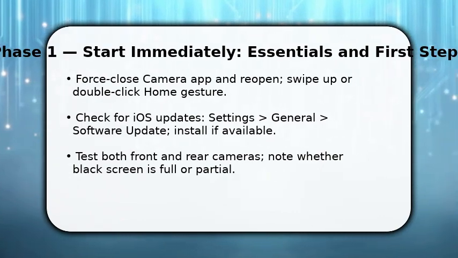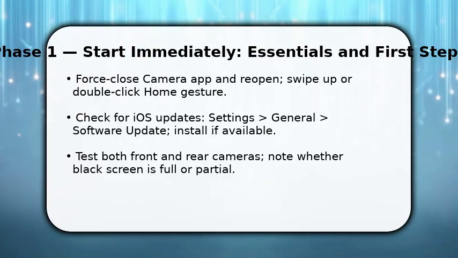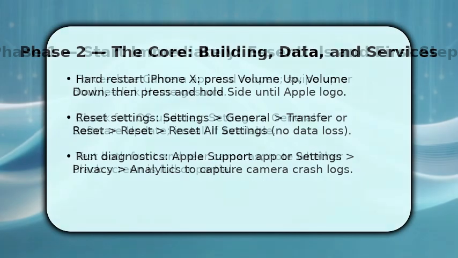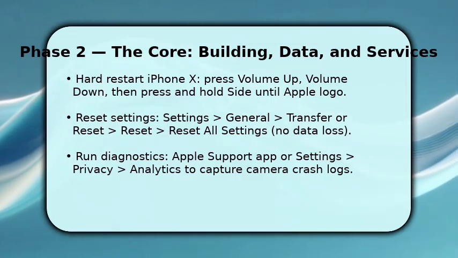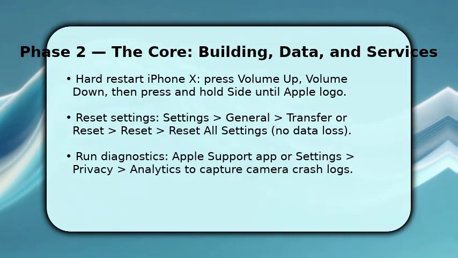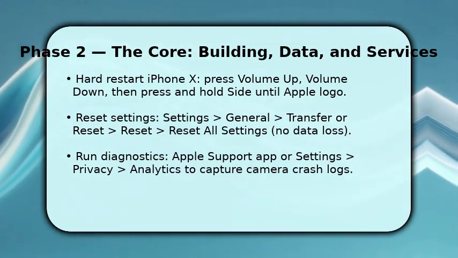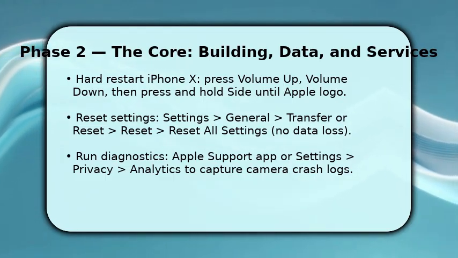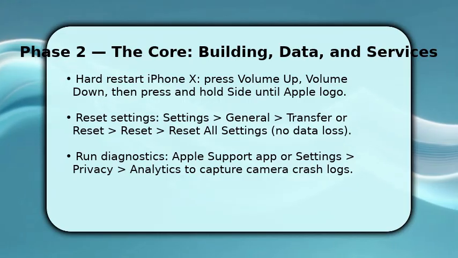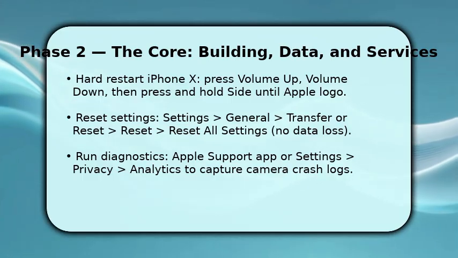Perform a hard restart. Press volume up, volume down, then hold the side button until the Apple logo appears. This clears stubborn system locks. Once done, reset all settings to restore configuration defaults without erasing data, because misconfigured permissions or camera settings can block the feed. Next, run diagnostics using the Apple Support app or check analytics logs to capture camera crashes.